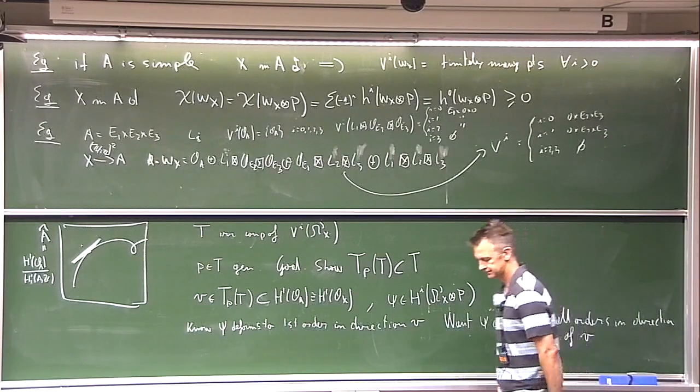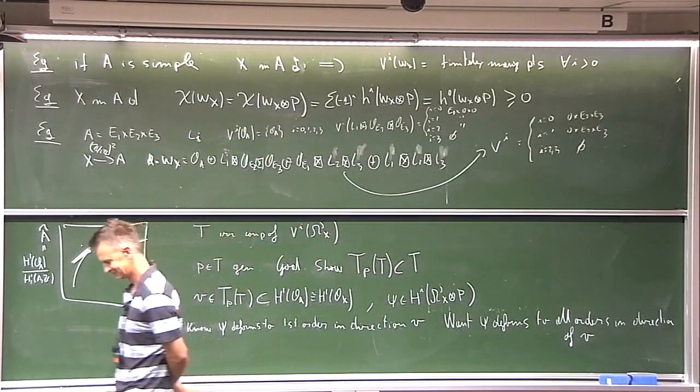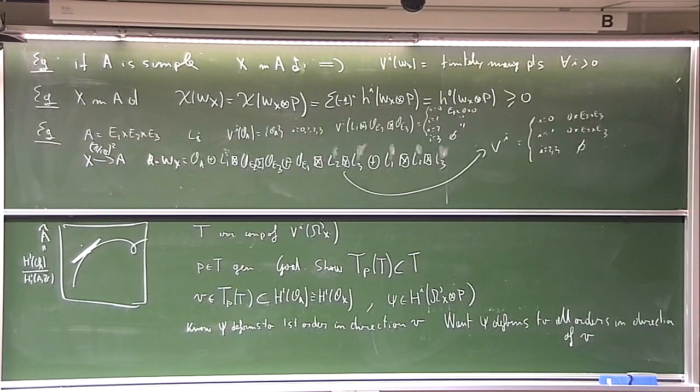I'm not so sure if I understand what you mean by psi deforms to first order. Well, I'm going to write a precise statement in a second. But so how can I say it? So this is sort of the moduli space of all topologically trivial line bundles. And I can put them all together with a Poincaré line bundle. And so I can write some statement.